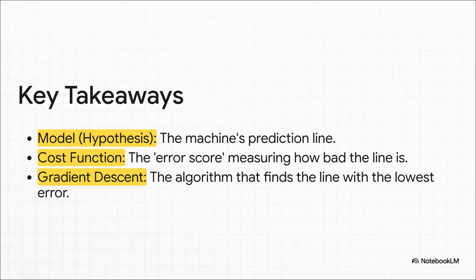So when you boil it all down, learning for a machine is this really elegant three-part dance. First, you define a model. For us, it was a simple line. Second, you create a cost function, an error score, to measure how good that model is. And third, you use an algorithm, like gradient descent, to systematically hunt for the model that has the lowest possible error. That's the core loop.